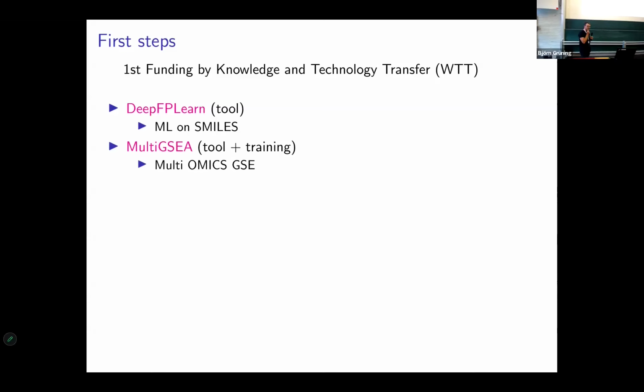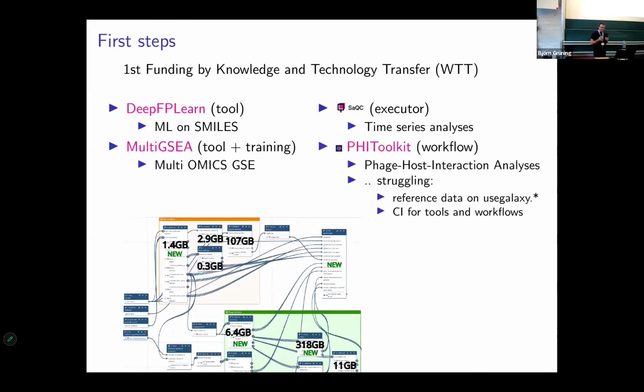Another one is multi-GSEA, which does multi-omics and gene set enrichment analysis. And for this, we have created a tool and a training. Another one is SAQC, which is an automated software for quality control of time series data. And at this first stage, we created only an executor for the so-called SAQC scripts, which I will tell you a little bit more about later.